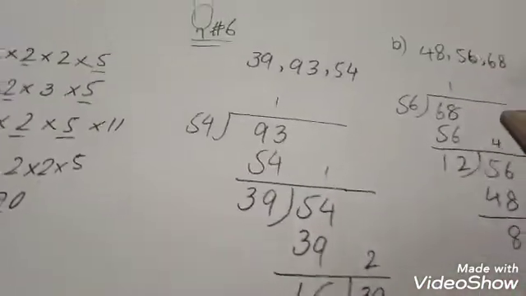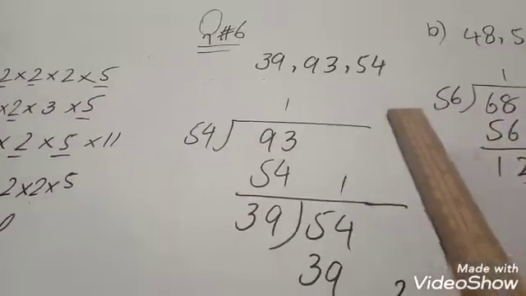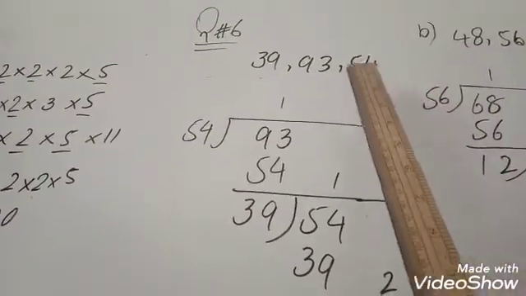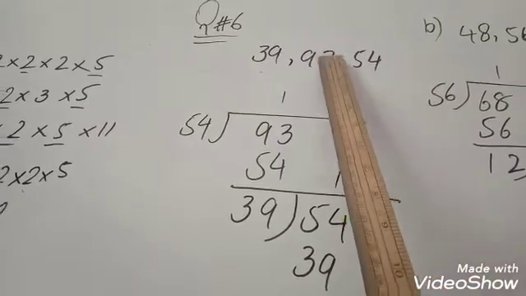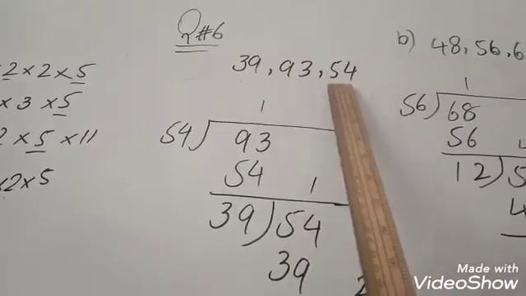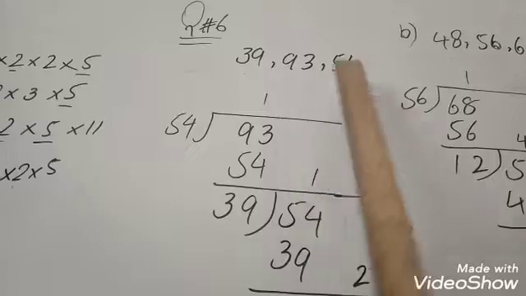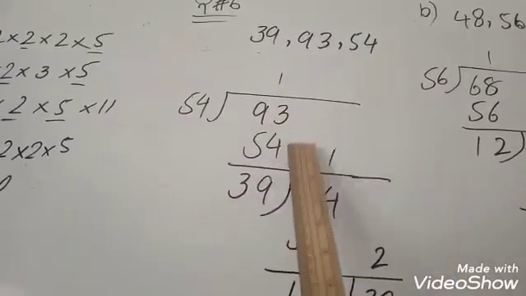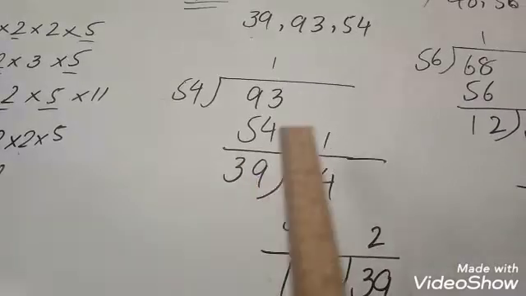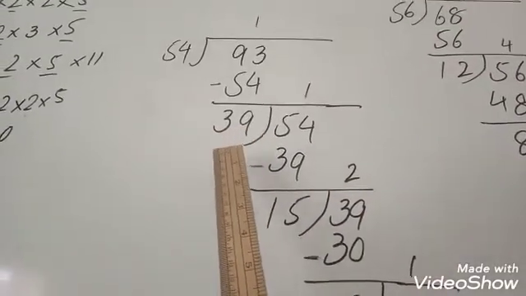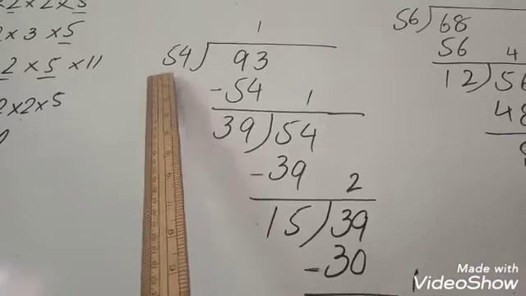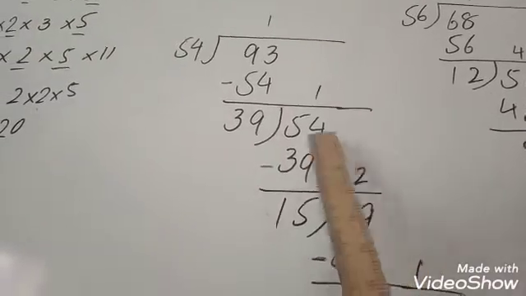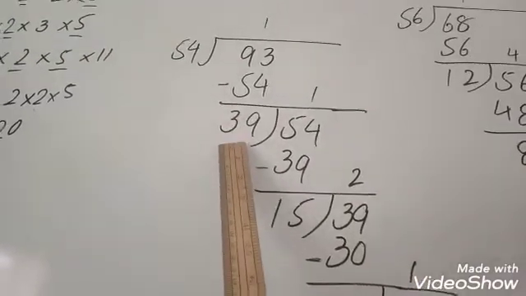Question number 6. Find the HCF by long division method. In long division method, we take bigger two values. Bigger values are 93 and 54. 93 is dividend and 54 is divisor. 54 1 is 54. 93 minus 54 is equal to 39. 39 is remainder, and this divisor become dividend, and this remainder become divisor.